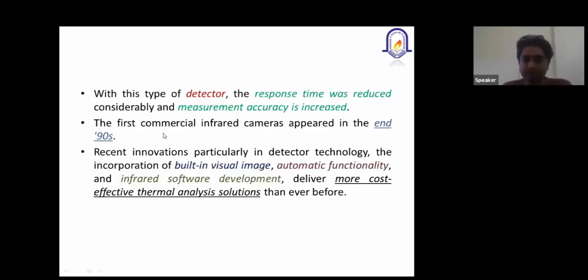Okay. The first commercial infrared camera appeared in the late 90s. Recent innovation, particularly in detector technology, incorporation of built-in visual image, automatic functionality, and infrared software development, delivers a more cost-effective analysis solution than ever before. So, because of these three things, what are those three things? Built-in visual image, automatic functionality, and infrared software development. Because of these, it becomes convenient to use and gain more advantage out of it.